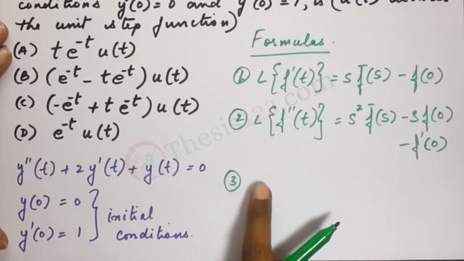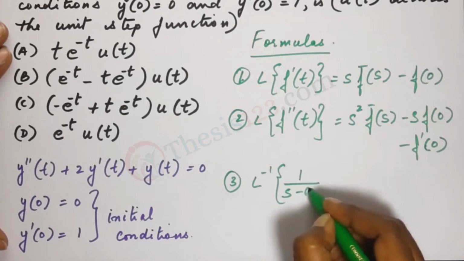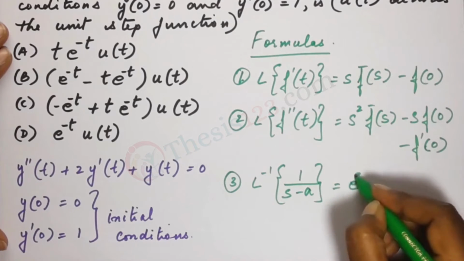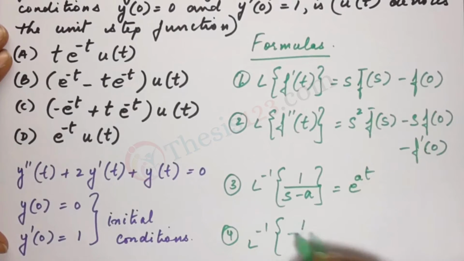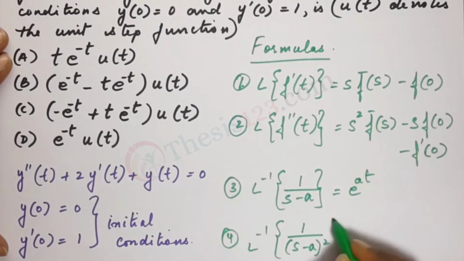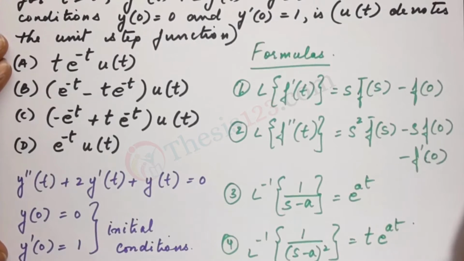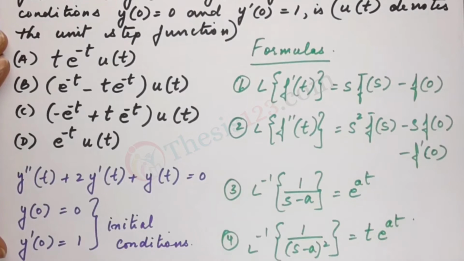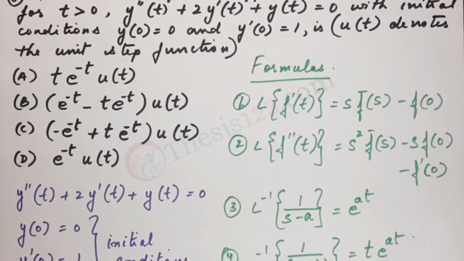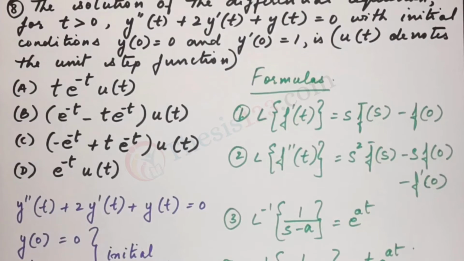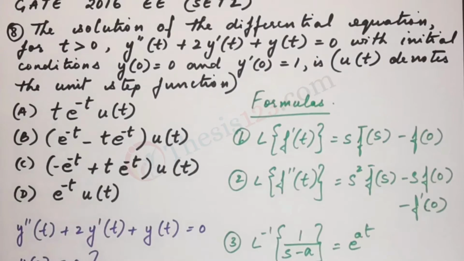Then we will also be using inverse Laplace. So the inverse Laplace of 1 by s minus a is e power at. Also, Laplace inverse of 1 by s minus a whole square is t into e power at. Now I want you to keep all of these four formulas in mind. It's quite important because most commonly these are used. So I'll just take another sheet of paper here and we will begin with the solution.